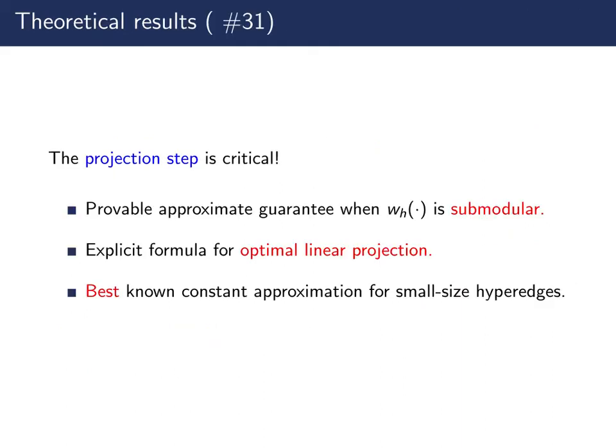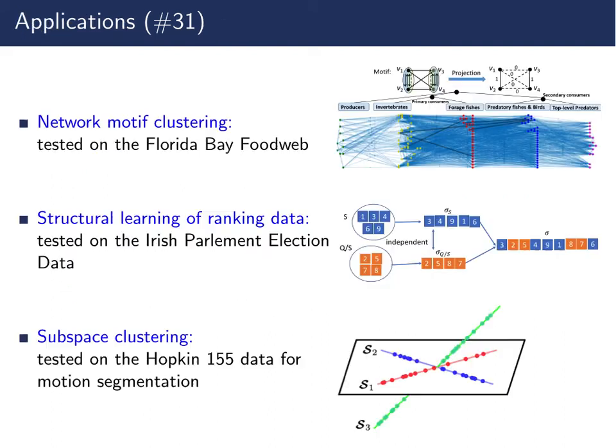The algorithm has provable theoretical guarantees under some mild conditions. Constant approximation results can be guaranteed whenever the inhomogeneous weights are submodular. To this end, we derive an explicit formula for the optimal linear projection. This linear projection gives the best known constant approximation results when the size of hyperedges is moderate.